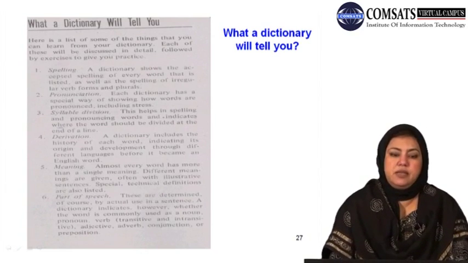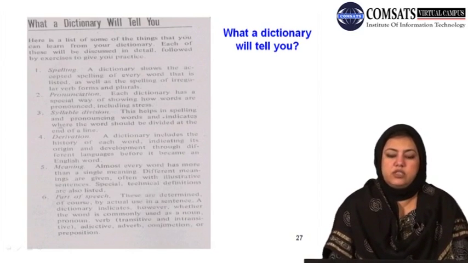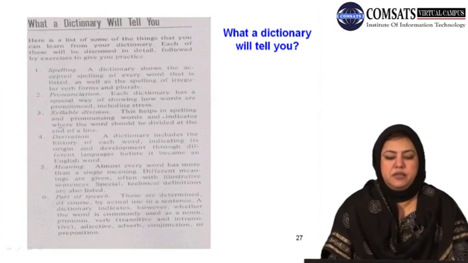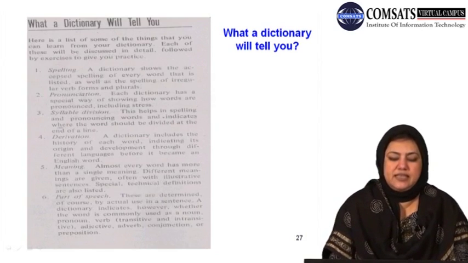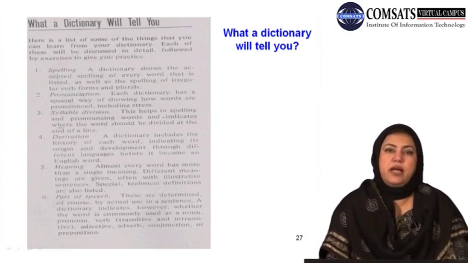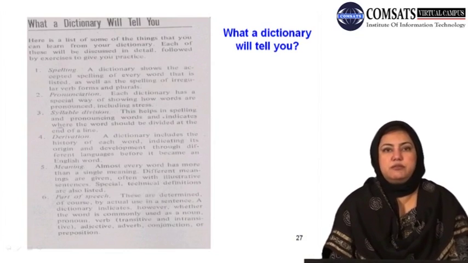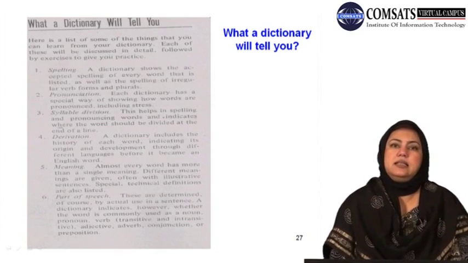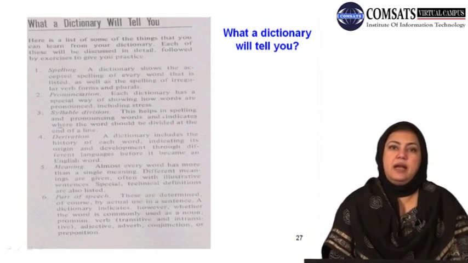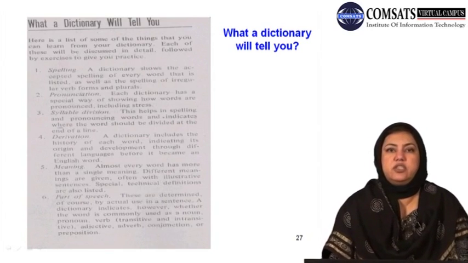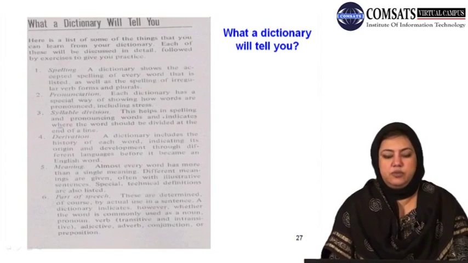Number 5. The fifth thing that a dictionary may tell you is meaning. This is what generally we look up for when we open a dictionary. Almost every word has more than a single meaning. Different meanings are given, often with illustrative sentences. Special technical definitions are also listed. One word would have more than one meaning at a time. Simultaneously, it can be used in different ways. So a dictionary would provide all the synonyms, would provide different meanings that can be used in different contexts. And good dictionaries also provide some illustrations, some examples of how they are to be used.